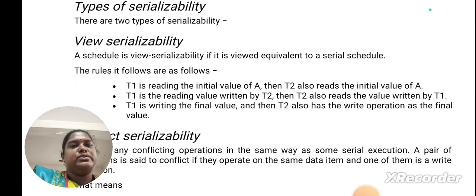There are two types of serializability: view serializability and conflict serializability. View serializability is view equivalent to the serial schedules. T1 reads the initial value of A, then T2 also reads the initial value of A. T1 reads a value written by T2, then T2 also reads the value written by T1. T1 writes the final value and then T2 also has the write operation as the final value.